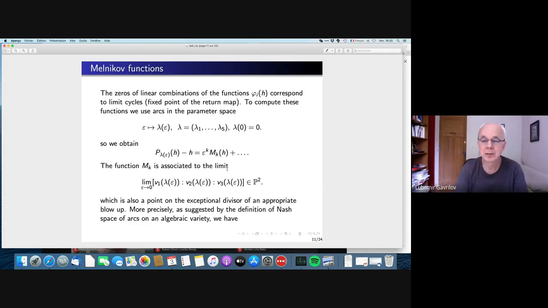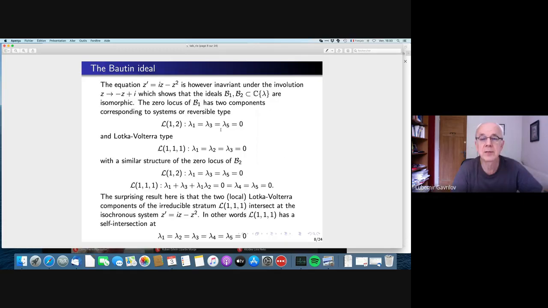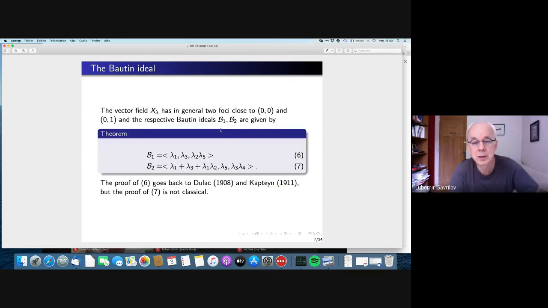So let us go to the previous page. You see this function v_i of lambda. What happens if in place of lambda you put epsilon? Okay, it depends. It depends on the ideal. If you take a look at the ideal, you have linear terms and quadratic terms. Of course, if you replace lambda by epsilon, you shall have in place of lambda 1, lambda 3 linear terms, and in place of lambda 2, lambda 5 quadratic terms.